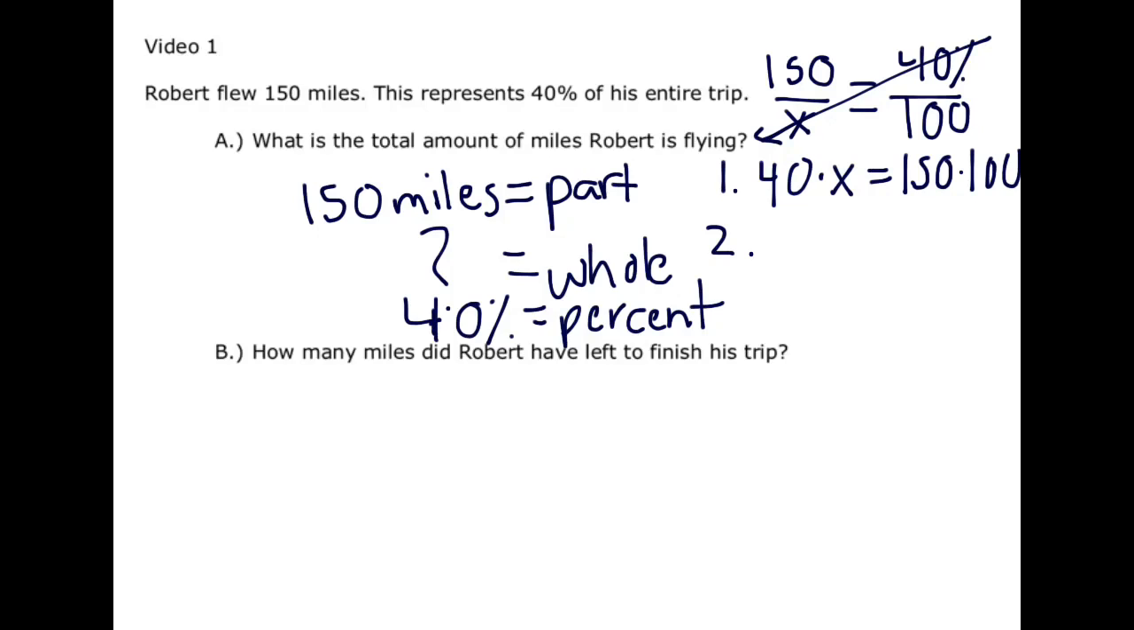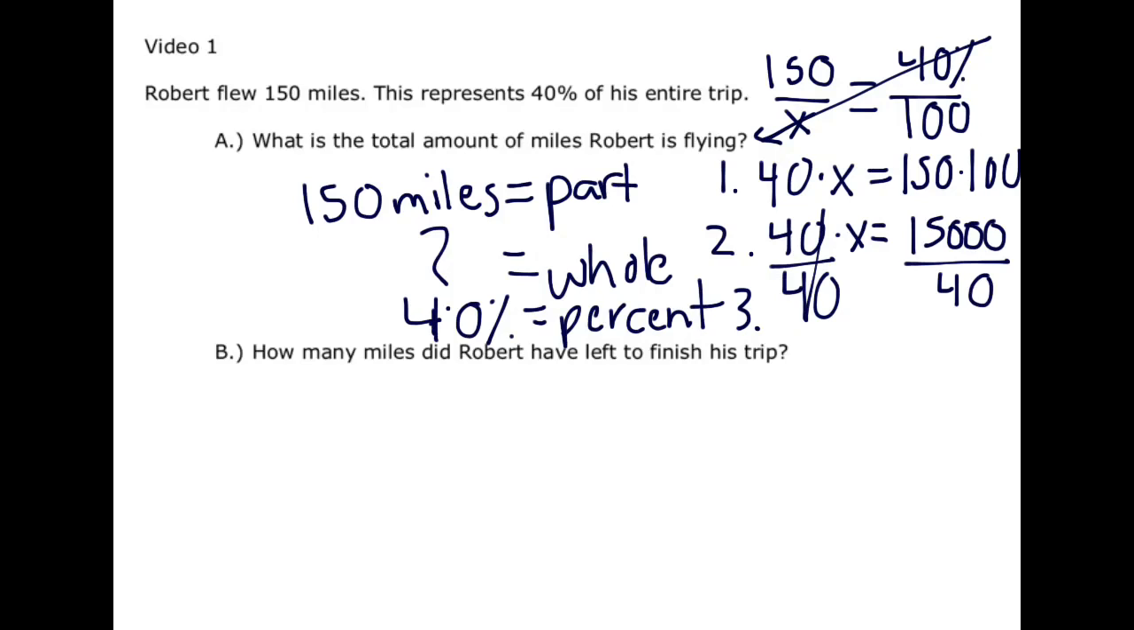Step 2, I'm going to keep 40 times x, and then I'm going to multiply 150 times 100, which is 15,000. Step 3, I'm going to divide both sides by the number in front of x, which is 40. 40 divided by 40 cancels out, and then I've got 15,000 divided by 40.